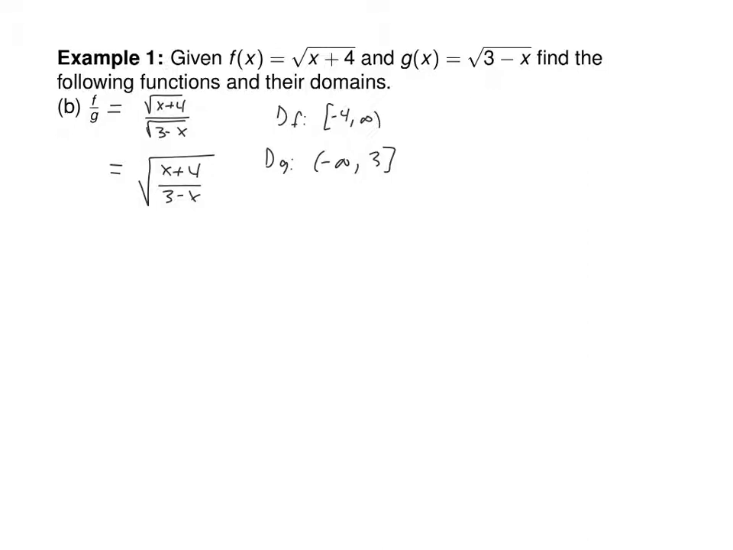And once again, you intersect them, but you've got to leave out any points where the denominator is 0. So what number makes this denominator 0? 3. So the domain of this function will be -4 up to 3, but do not include 3. Has to work in the top, in the bottom, and not be 0 in the bottom.